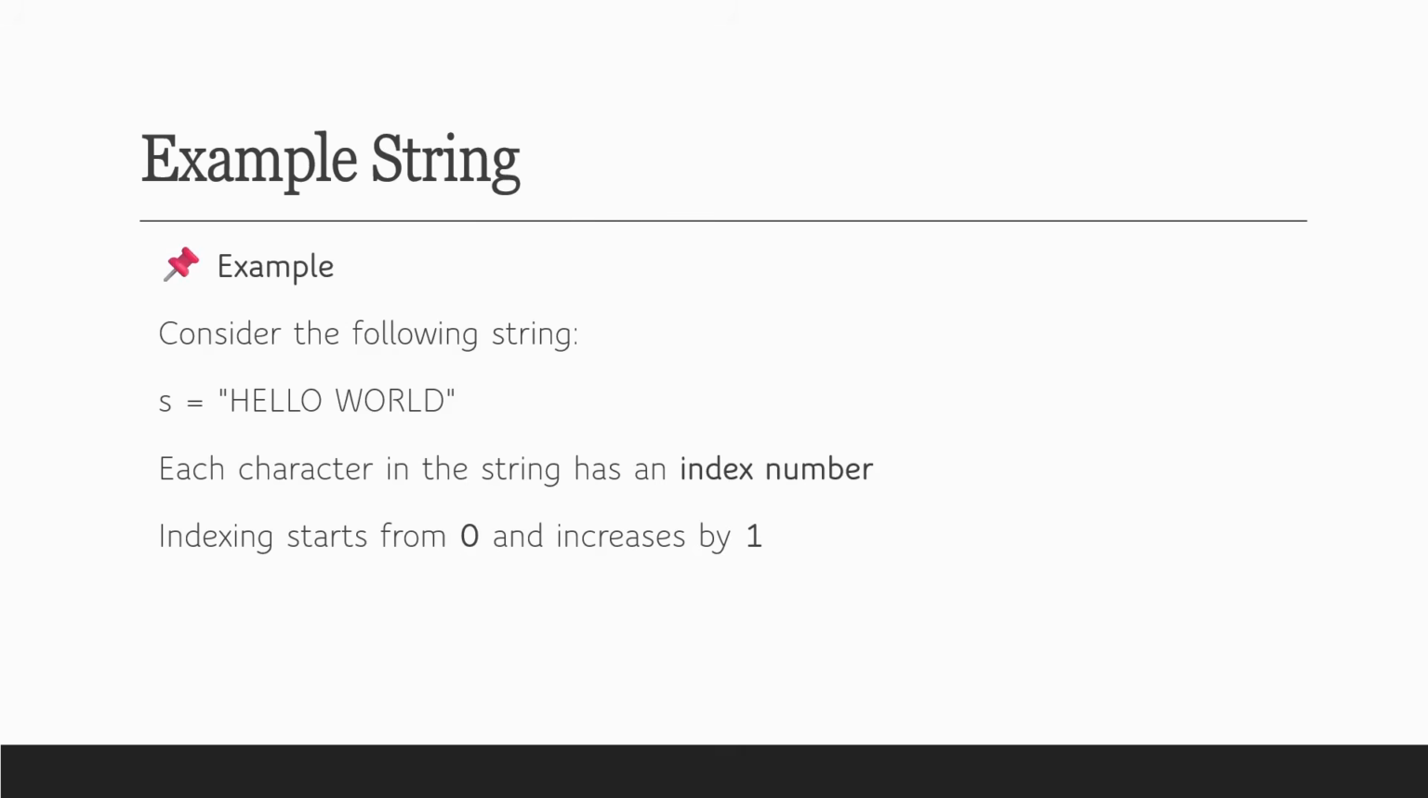Example string. Let us understand indexing with an example. Consider the string S equals "hello world". This string contains letters as well as a space. Each character in this string will have its own index number.